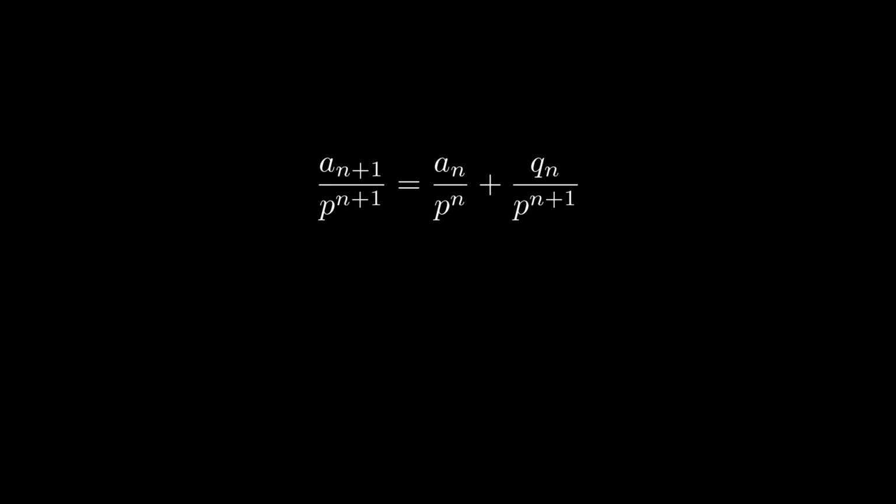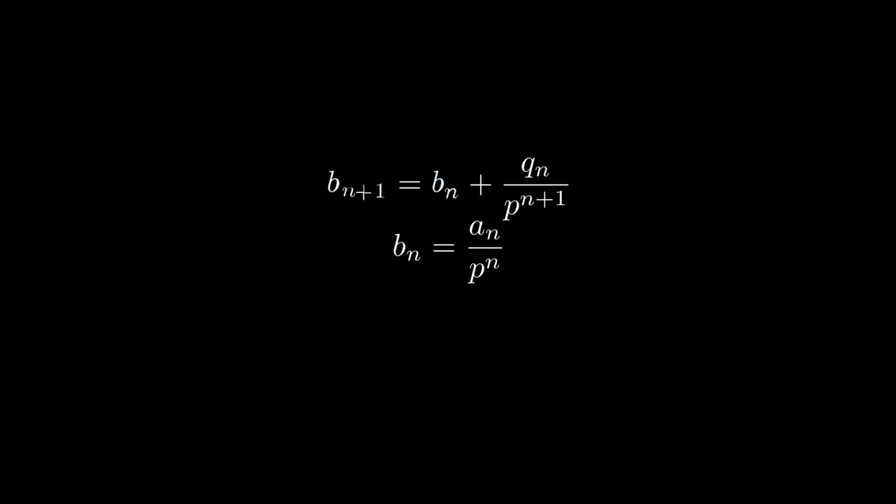Let's divide both sides by p to the n plus 1. Well, why? It allows us to form a substitution. Here we can form a Bn and simplify our expression. Now we want to be able to express this in terms of b1, our initial value.